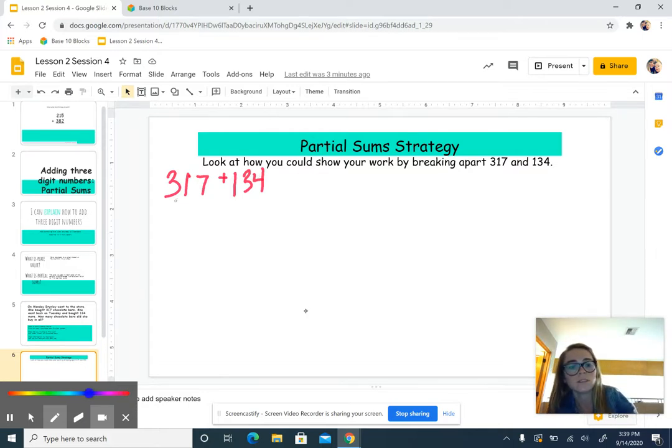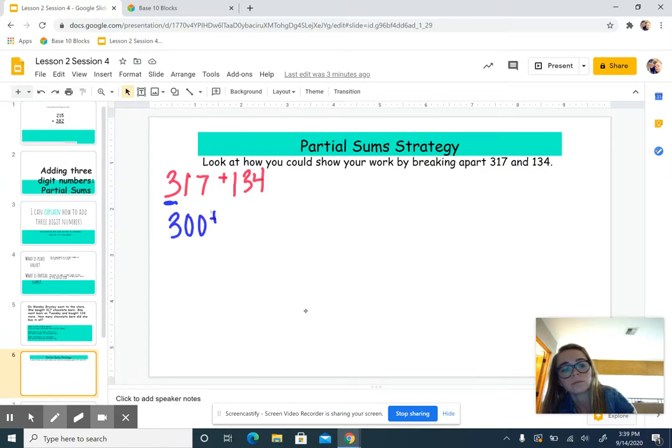So what's the place value of the 3? That's right, it's in the hundreds, so we have 300. And what's the place value of the 1? That's right, it's in the hundreds, so we have 100. Now what about this one? What's the place value? That's right, it's in the tens, so we have 110.